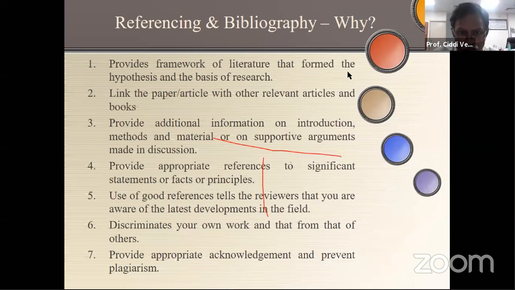Now, another important section is referencing and bibliography. Why should we give referencing and bibliography? It provides a framework of literature that formed the hypothesis and basis of research, links the paper with relevant articles, provides additional information, and gives appropriate reference to significant statements, facts or principles. A good reference tells the reviewers that you are aware of the latest developments in the field, discriminates your own work from that of others, and gives appropriate acknowledgement to prevent plagiarism.